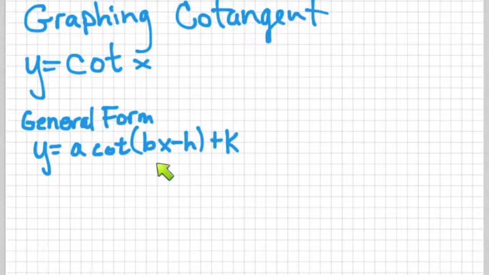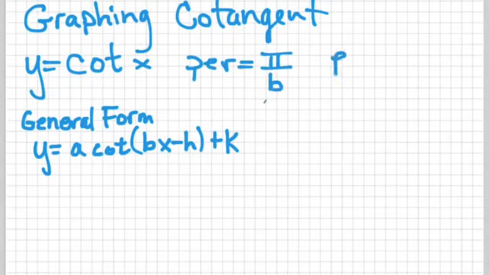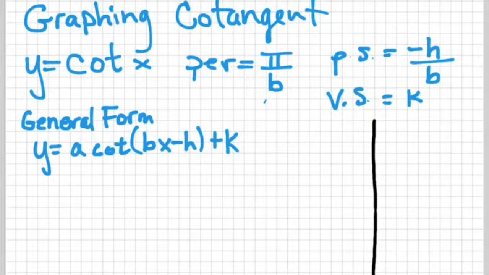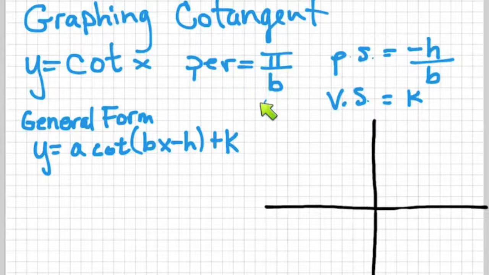In this case, if that's B, or if this is H, or sometimes this is called C, sometimes it's used as K. So don't get too caught up in what the letter name is, but just in where it's located. And so we can come out with our formulas for cotangent like this. So we have the period, which is pi over b, just like tangent. Remember, that's different than for sine and cosine. Phase shift and vertical shift are just like before. You have negative h over b, and you have k.